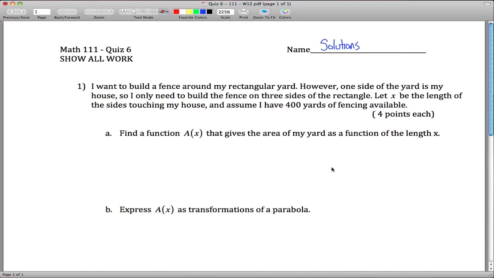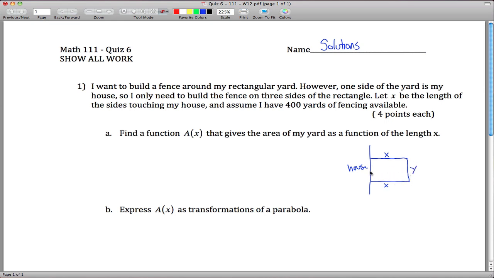Here are our solutions to quiz 6 for Math 111. What's going on here is I have a house. Maybe this is the side of my house, and I'm building a rectangular yard, something like this, and x is the length of the sides touching my house. So this side is x, and this side is x. Maybe I'll make this y over here.